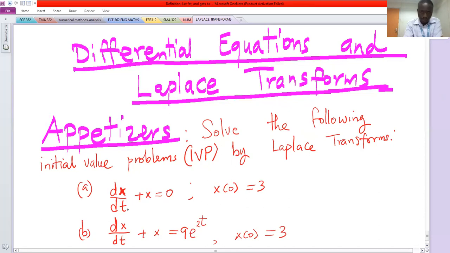dx/dt plus x equals 0, x at 0 is 3. And then dx/dt plus x equals 9e^(2t), the initial value of x at t equals 0 is 3. So let's see how to solve this.